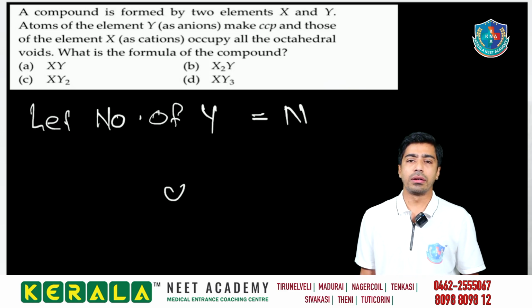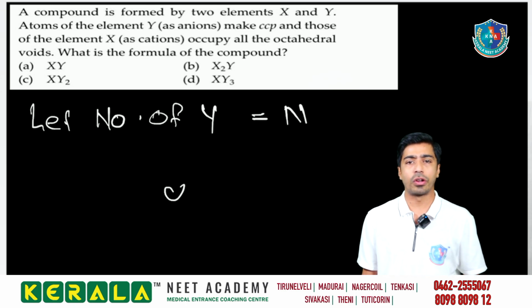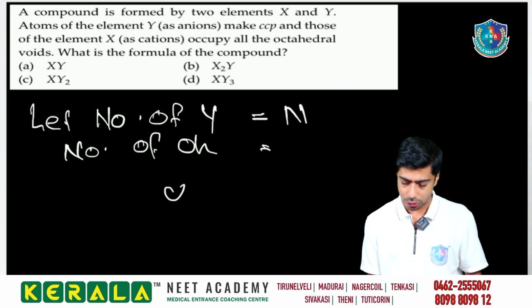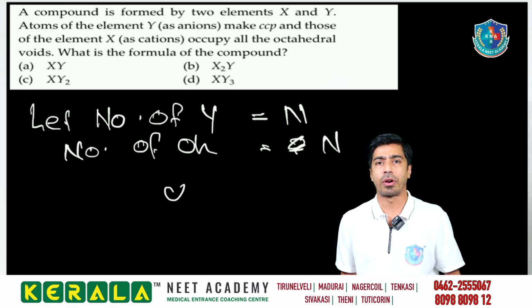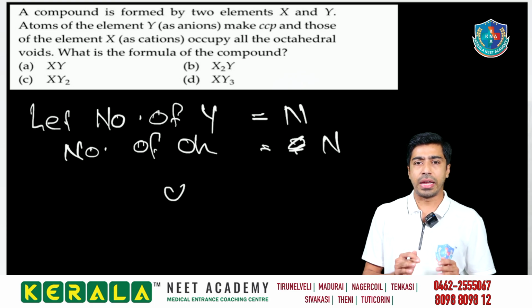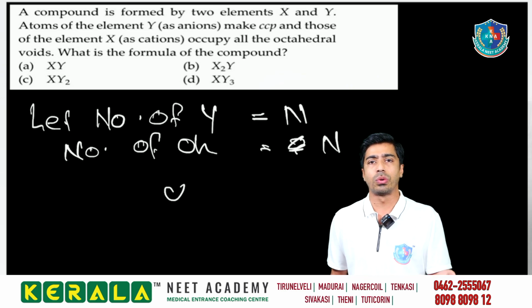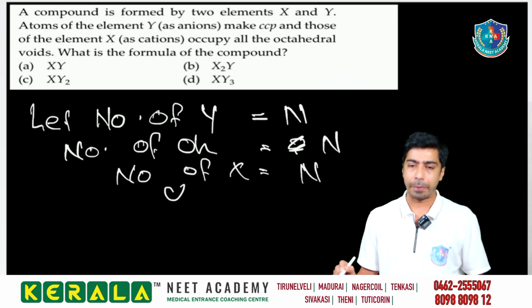And we know that, because here we are concerned about the octahedral void, because the X atoms will occupy all the octahedral voids, the number of octahedral voids is equal to n itself. If n is the number of atoms, then we'll have n octahedral voids and 2n tetrahedral voids. And here, since X occupies all the octahedral voids, the number of X will be equal to the number of octahedral voids. So here the number of X is also equal to n.